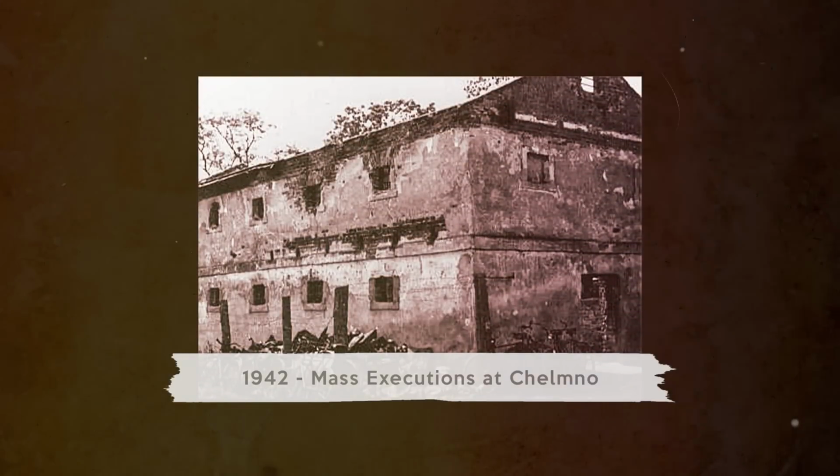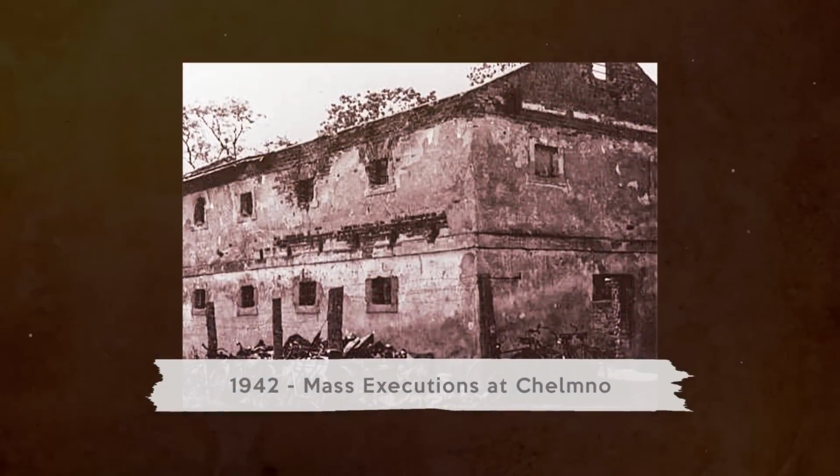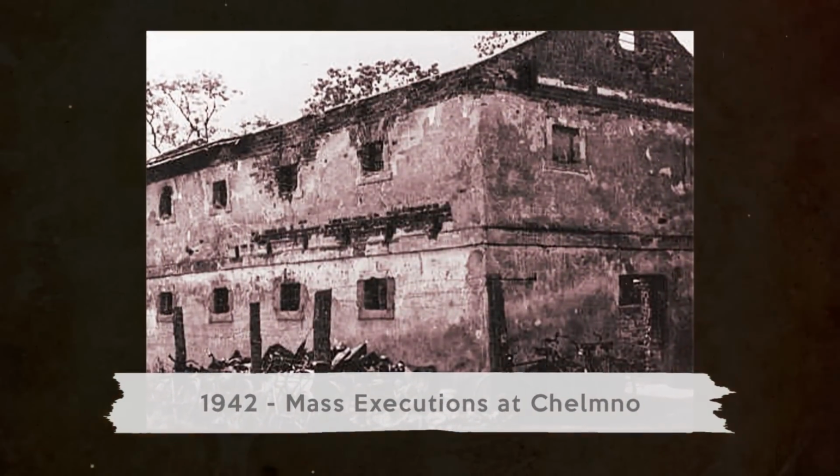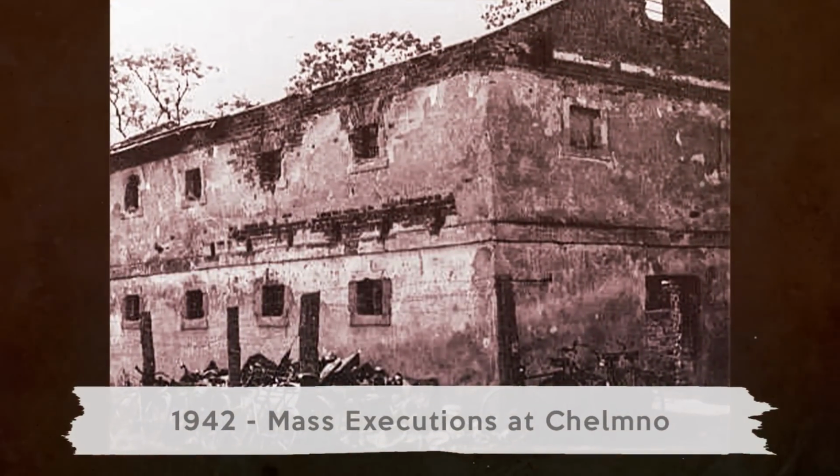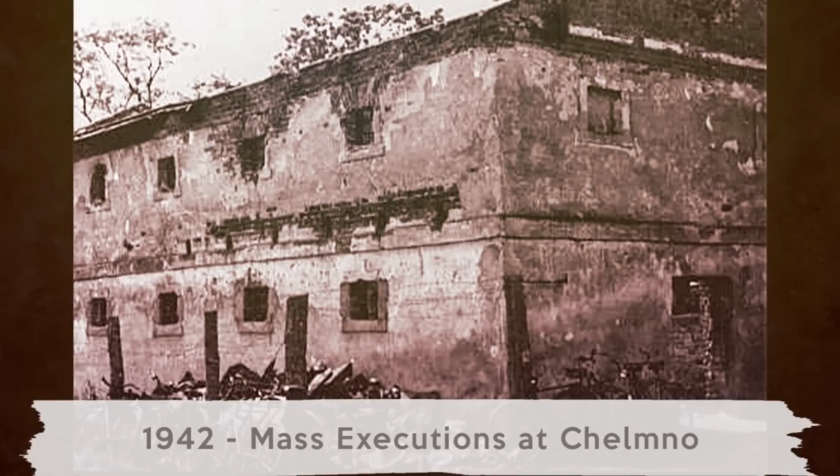1942, mass executions at Chelmno. In 1942, Chelmno became one of the first Nazi extermination camps where over 200,000 Jews and Romani people were killed.